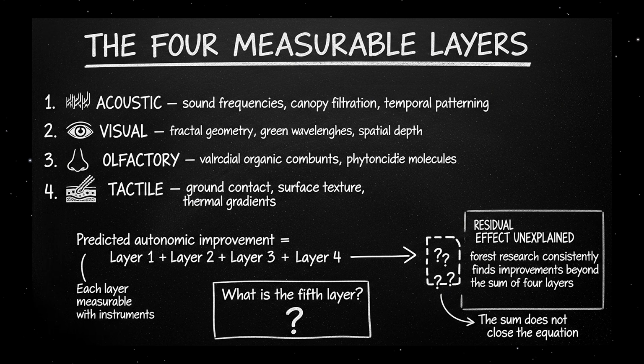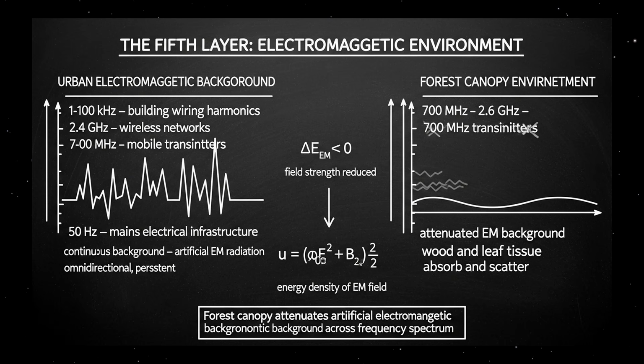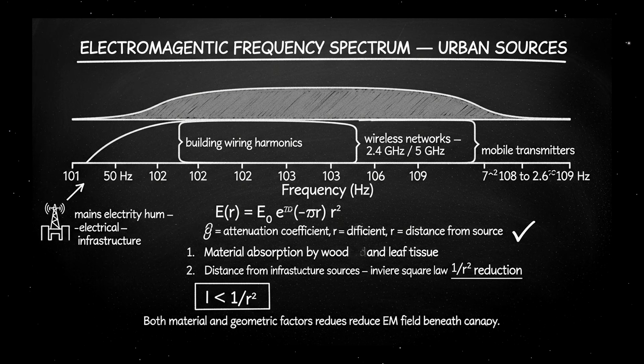4 layers, each entering through a different sense, each measurable with instruments. But forest research keeps finding autonomic improvements that those 4 layers do not fully explain. The 5th layer is quieter, harder to measure, and it operates through the physics of electromagnetic fields. Urban environments carry a continuous background of artificial electromagnetic radiation, from electrical infrastructure, wireless networks, mobile transmitters, and the wiring inside buildings. The frequencies range from the 50 Hz hum of mains electricity to the gigahertz bands of wireless communication.